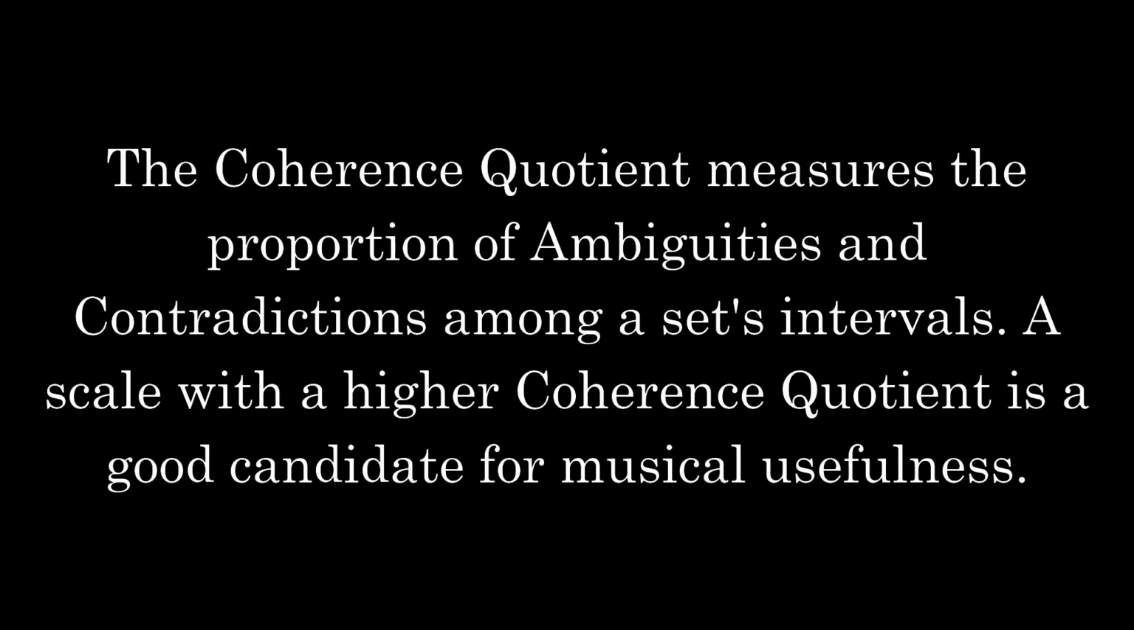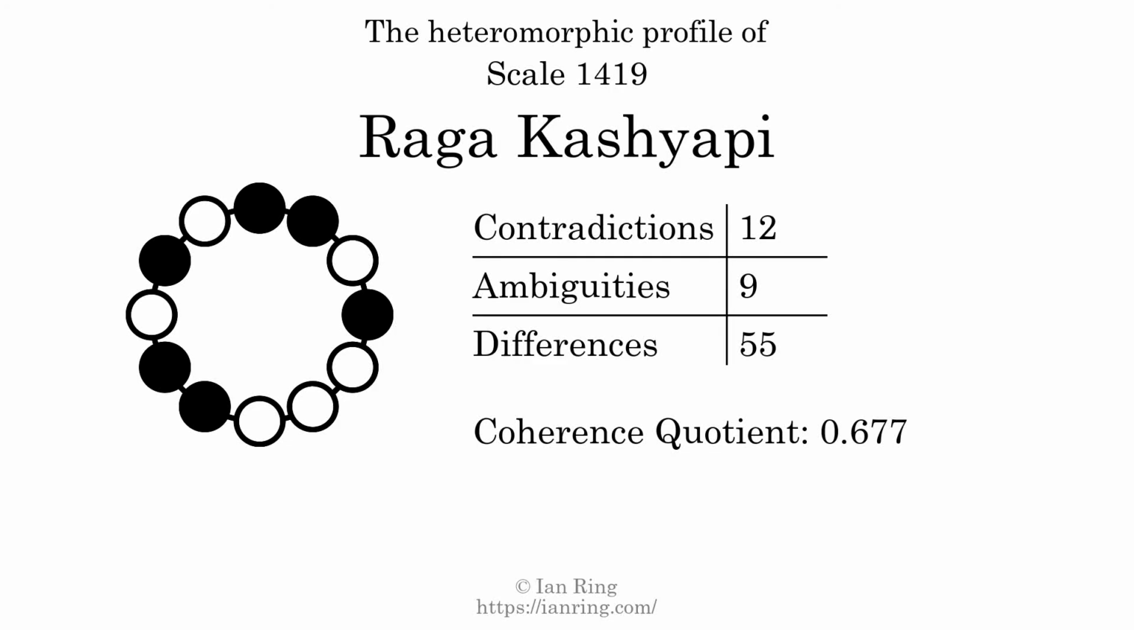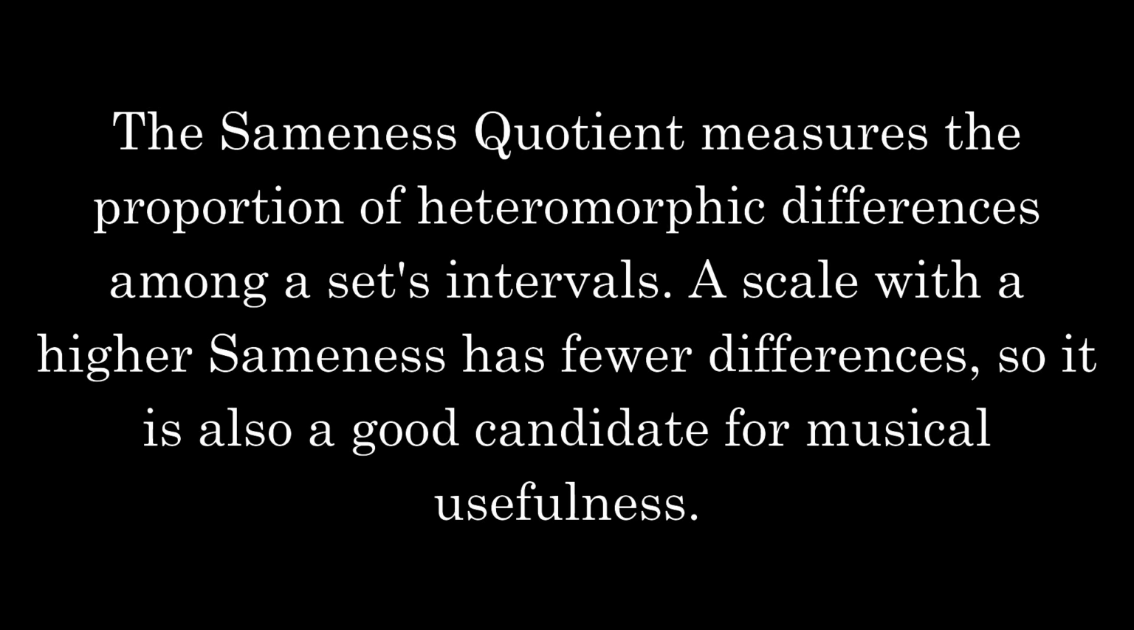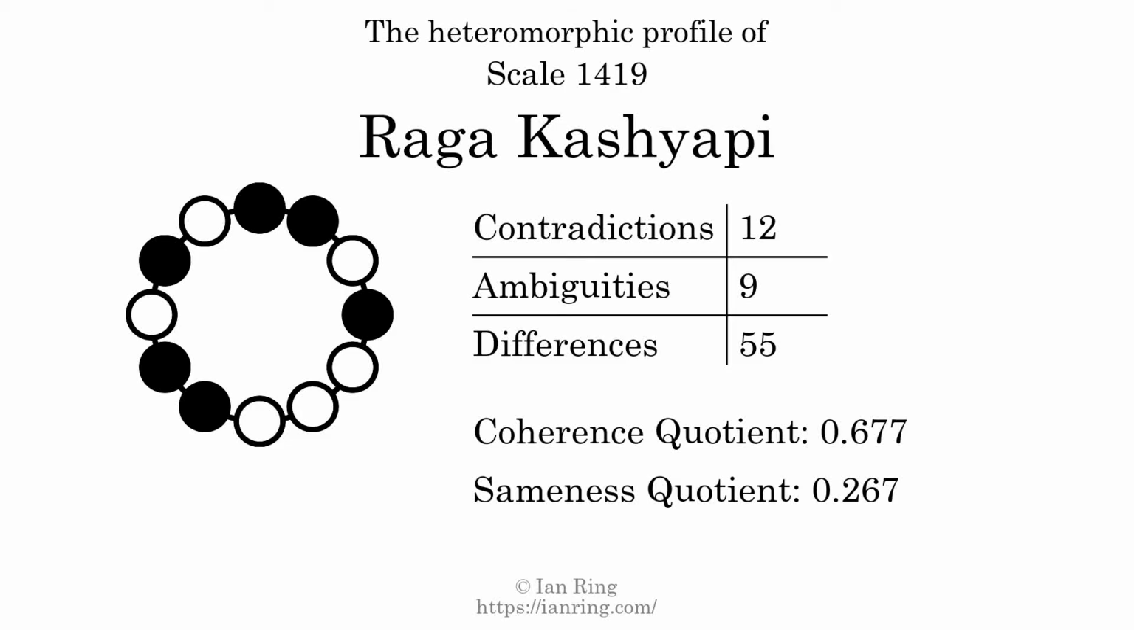The coherence quotient measures the proportion of ambiguities and contradictions among a set's intervals. A scale with a higher coherence quotient is a good candidate for musical usefulness. The coherence quotient is 0.677. The sameness quotient measures the proportion of heteromorphic differences among a set's intervals. A scale with a higher sameness has fewer differences, so it is also a good candidate for musical usefulness. The sameness quotient is 0.267.